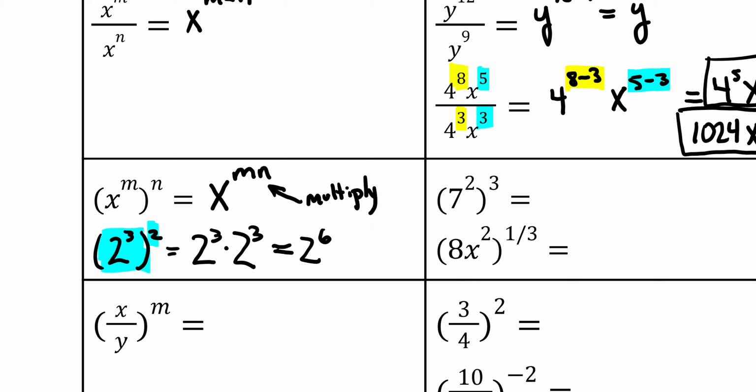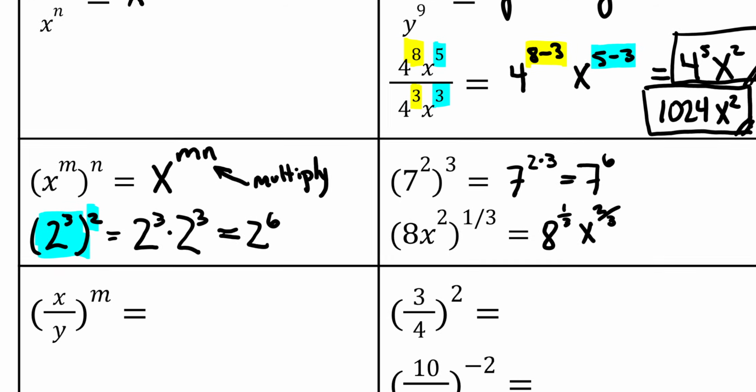That's m times n. So over here, 7 squared raised to the third power, 7 squared and then cubed, is 7 to the 2 times 3 power, or 7 to the 6th power. And in this case, I've got 8 inside the parentheses that's raised to the 1/3 power, and x, the 2 times the 1/3, that's 2/3. And so you've got 8 to the 1/3 and x to the 2/3.